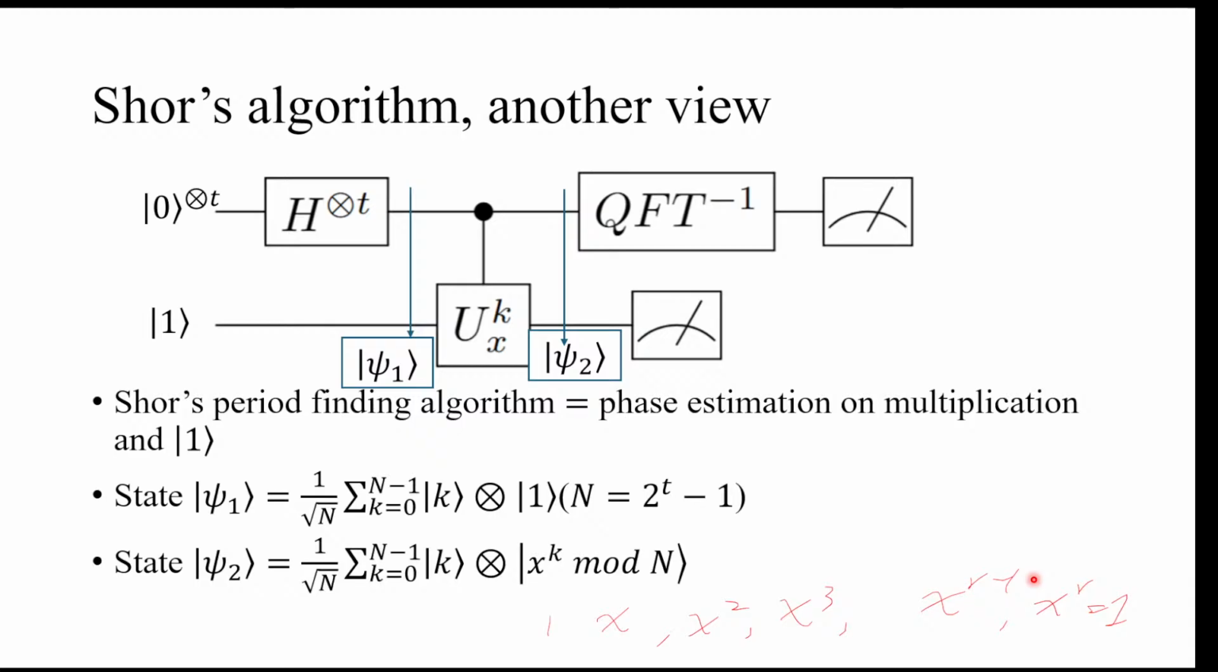Okay, so I guess a bit of history. We said that phase estimation was actually discovered by Kitaev. The phase estimation view of Shor's algorithm was developed by Kitaev instead of Peter Shor. So how did Peter Shor actually come up with Shor's algorithm? He thought in this way.